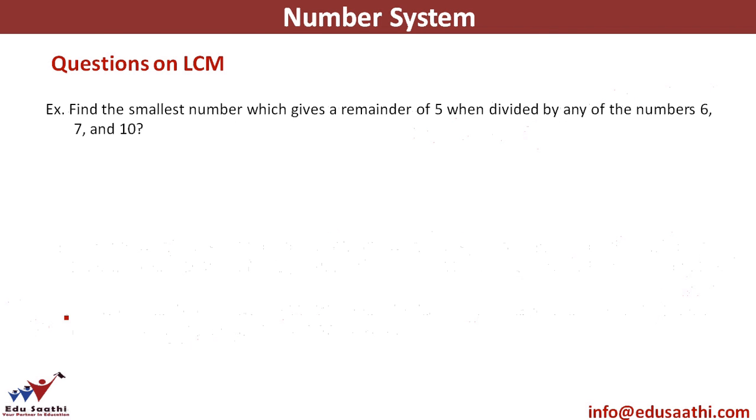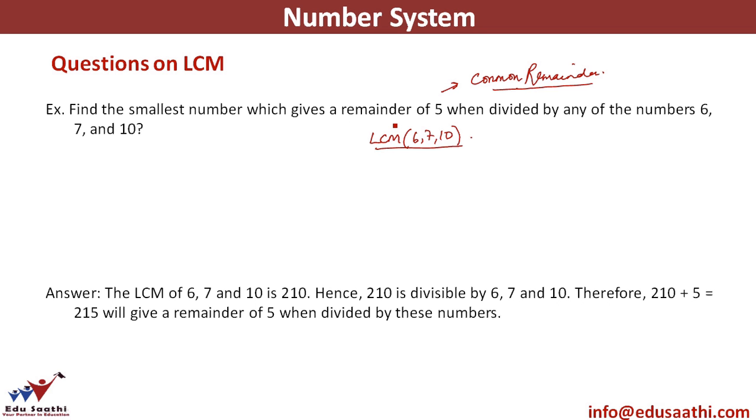Let's look at the next question. The question is: find the smallest number which gives a remainder of 5 when divided by any of the numbers 6, 7 and 10. So what is it? This 5 that I have is a common remainder. That means a number which gives a common remainder. Now to find this out, I always first find out the number which gives a remainder of 0. So if I look at 6, 7 and 10, it will give me a remainder of 0.